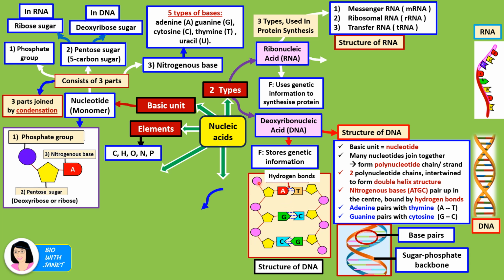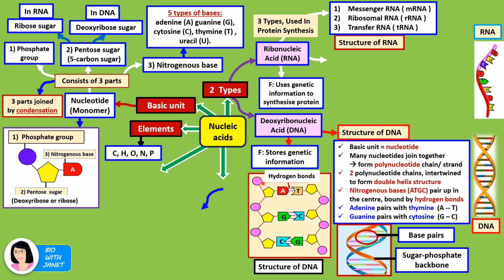Alright? The phosphate group of one nucleotide is joined to the pentose sugar of the other nucleotide. Okay, now the phosphate group of this middle nucleotide is joined to the pentose sugar of the nucleotide above it.